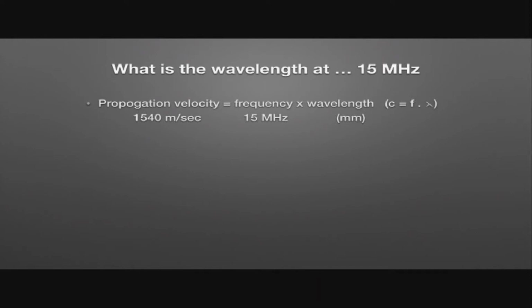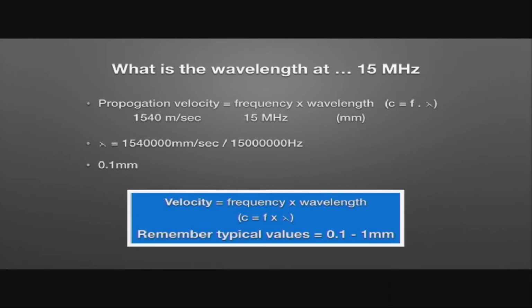Now, the first thing I hope you can see is that we've got different units being used. And there are obviously different ways of trying to do this. The simplest way that I've found, and this is what worked for me, is I actually wrote out all the zeros. So I rearranged the equation first of all, and I said that wavelength is equal to the propagation velocity divided by the frequency, and I'd then write out all the zeros, so that I'd put the 1,540 meters per second into millimeters, I'd put the megahertz into just hertz, and in that regard I could then determine what the wavelength was in millimeters. So it's important to remember that velocity is equal to frequency times wavelength, and remembering that typical values are somewhere in the region of 0.1 to 1 millimeter.